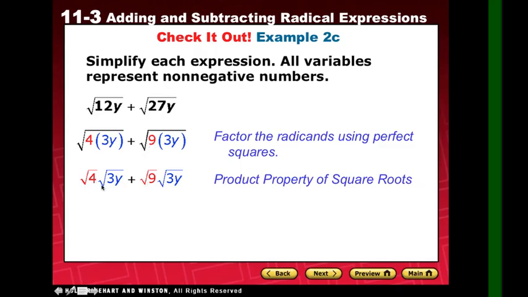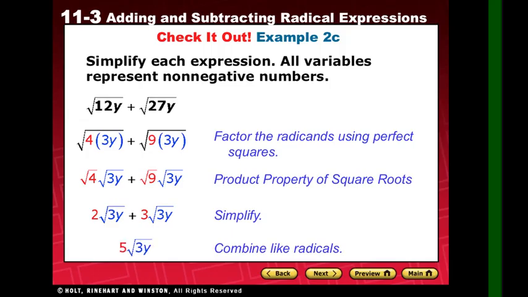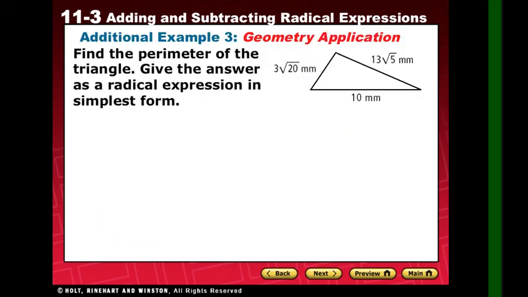So, we have square root of 4 times square root of 3y plus square root of 9 times square root of 3y. So, what is square root of 4? That's equal to 2. Square root of 9 is equal to 3. So, simplify, we have 2 square root of 3y plus 3 square root of 3y. Since pareho sila ng radical expression, so pwede nating i-add yung dalawa. So, 2 plus 3 is equal to 5 square root of 3y. Naintindihan ba?